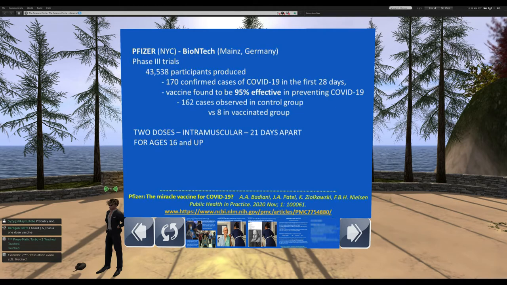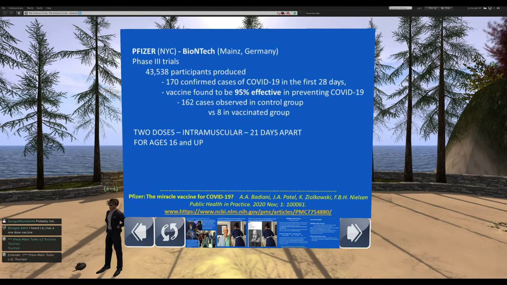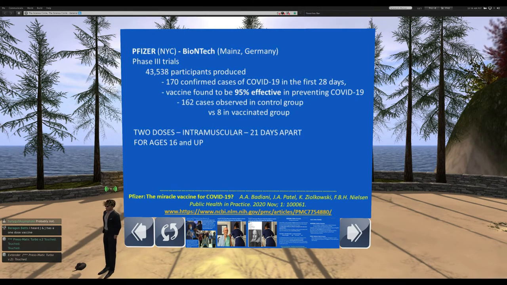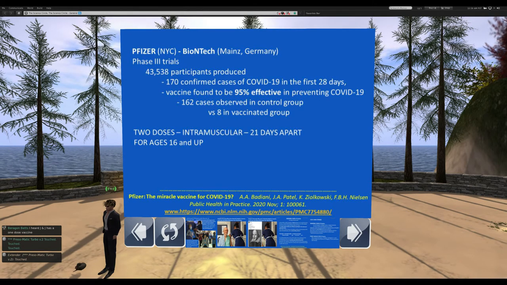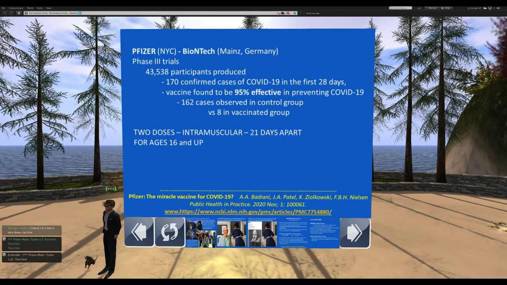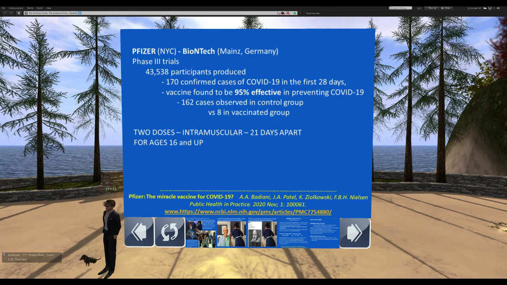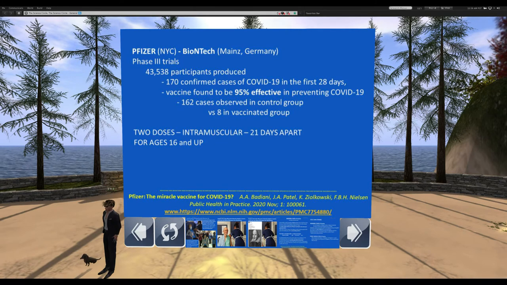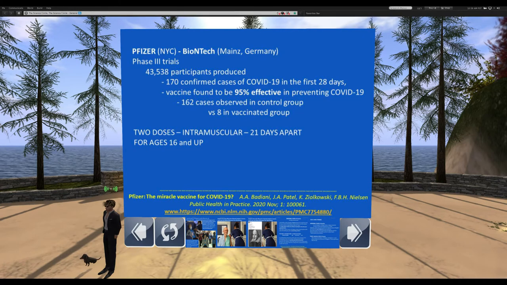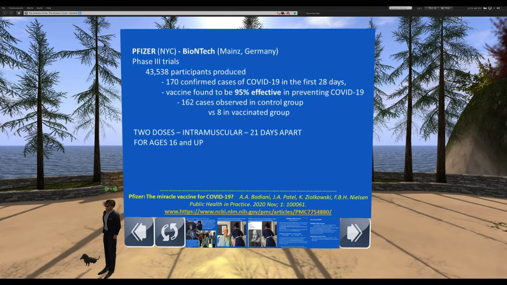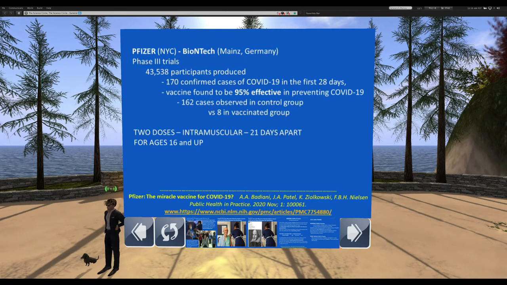But the Pfizer trials had 40,000 plus participants, 95% effectiveness. In other words, if you had a control group, an unvaccinated group that had 100 people get sick with COVID, theoretically, only five of them would have gotten sick if they had had the vaccine. That's what the 95% means. It's two shots, intramuscular, 21 days apart, ages 16 and up.